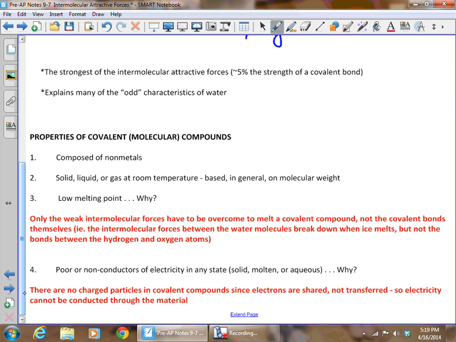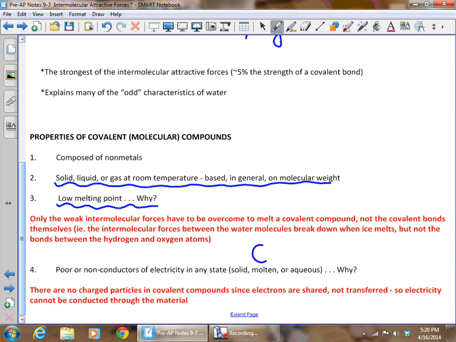Now, covalent compounds, then, because of these intermolecular attractive forces, have different characteristics than the ionic compounds. They're composed of nonmetals. Remember, ionic compounds are metal plus nonmetal. They are solid, liquid, or gases at room temperature based in general on their molecular weight. Now remember, our ionic compounds were pretty much solid crystals. Those ionic crystal lattice structures are very, very strong, and it takes a lot of energy to break them apart, which is why ionic compounds have really high melting points. Covalent compounds have low melting points.